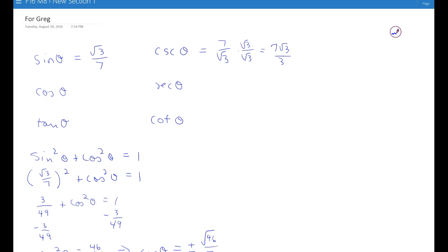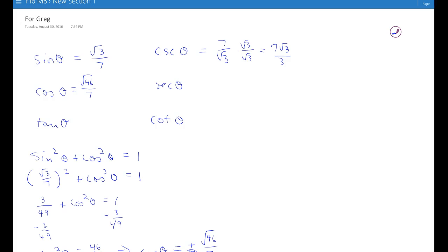And 46 is 2 times 23, and 23 is a prime, so that radical won't simplify anymore, but you should at least ask yourself. And then we're in the section with the acute angles, so we know this is all positive. So I'm going to have square root of 46 over 7.